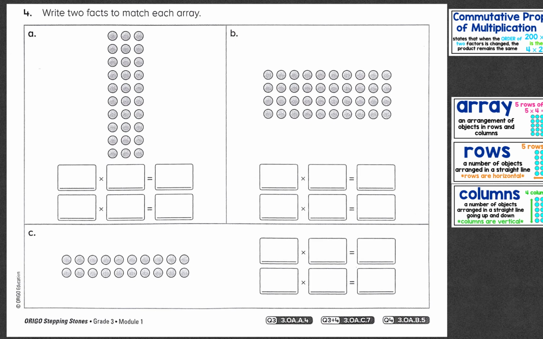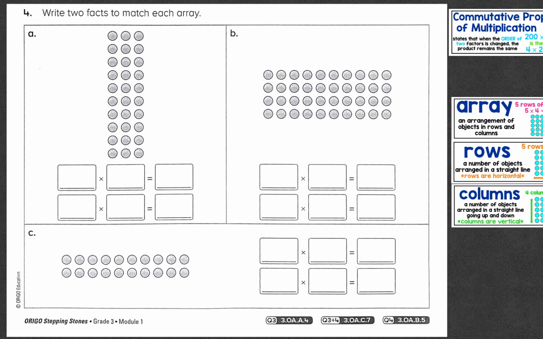So in this Module 1 pretest sample question, number 4 says write two facts to match each array. We need to keep in mind that both of these equations are going to equal the same product, and they're going to use the same factors except in a different order. So let's look at how we would match the array with the equation.